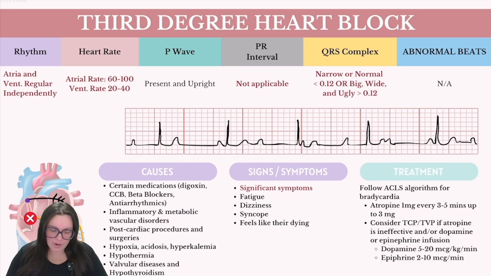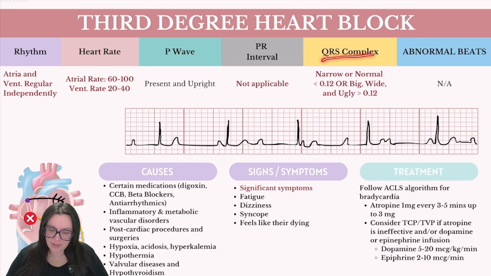on each other. When it comes to our heart rate, our atria is going to be between 60 to 100 beats per minute, and our ventricles are going to be between 20 and 40 beats per minute. Remember, we're relying on those Purkinje fibers that usually beat between 20 to 40 beats per minute. Our P waves are going to be upright and normal typically, but you're not going to see a PR interval in this case because we don't have any correspondence between the atria and the ventricles.